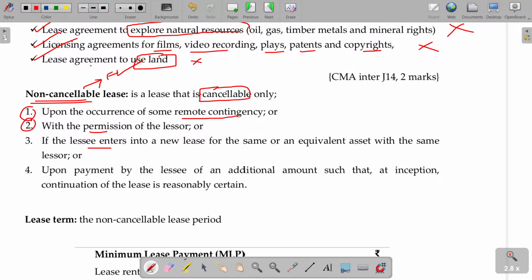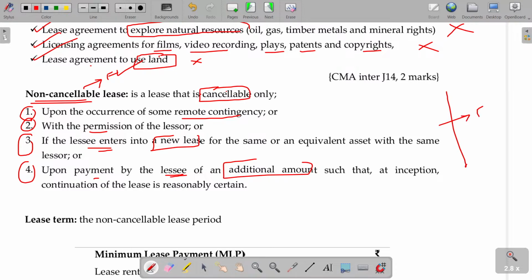If the lessee enters into a new lease, the existing asset he doesn't want, so he cancels and demands to enter into a lease with a new plant and machinery with the same lessor, that is also non-cancelable. Upon payment by the lessee of an additional amount for cancellation, it is also considered a non-cancelable lease. These are non-cancelable leases. If the lease seems to be non-cancelable, then it is very clear it is a finance lease. If it is easily cancelable, then it is an operating lease.